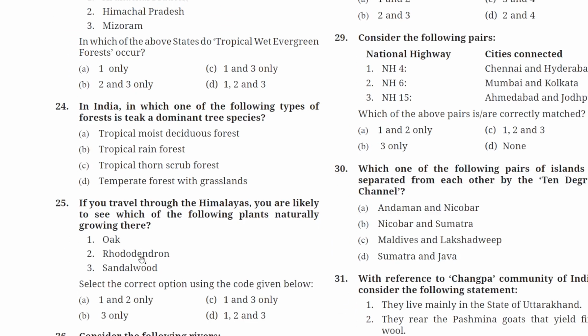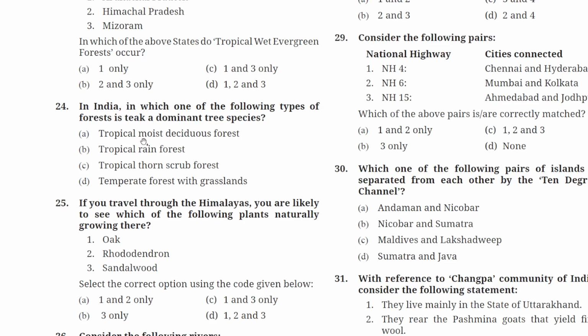In India, in which one of the following types of forest is teak a dominant tree species? So the dominant species of teak is in tropical moist deciduous forest. These forests are found in the northeastern states along the foothills of the Himalayas, eastern slopes of the Western Ghats and Odisha. Teak, sal, shisham, hurra, mahua, amla, semul, kusum, and sandalwood, etc., are the main species of these tropical moist deciduous forests. So, the answer is A.